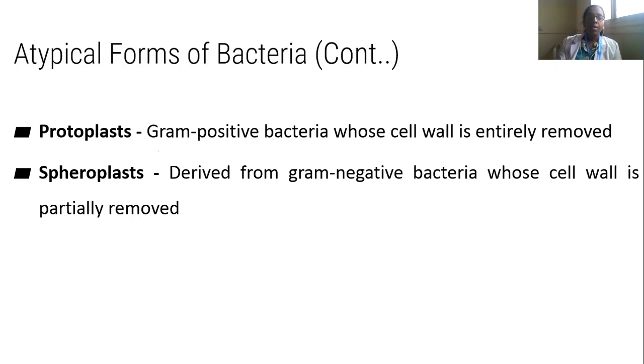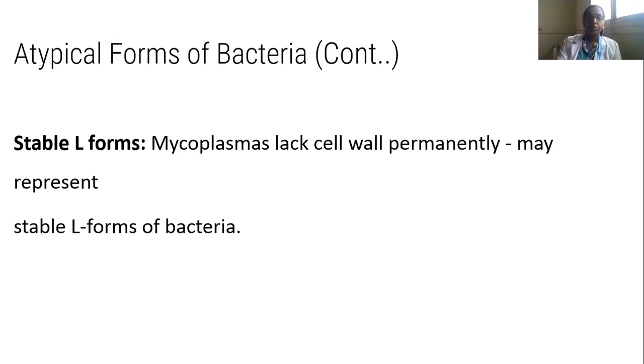Then we have the protoplast and spheroplast. Protoplast is a gram-positive bacterium where the cell wall is entirely removed, and spheroplast is when a gram-negative bacterium loses its cell wall, whose cell wall is partially removed. The stable L forms, the mycoplasma, lack a cell wall permanently, and they represent the stable L form. They do not have a particular shape.